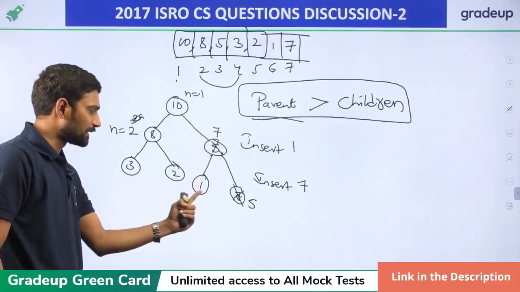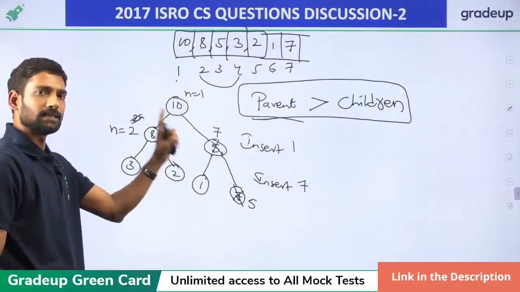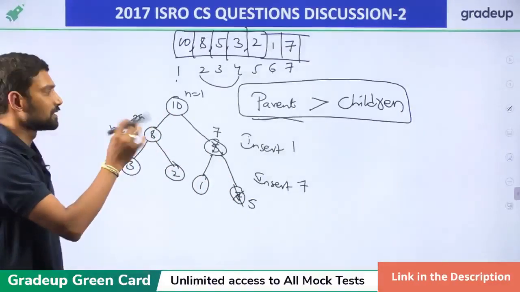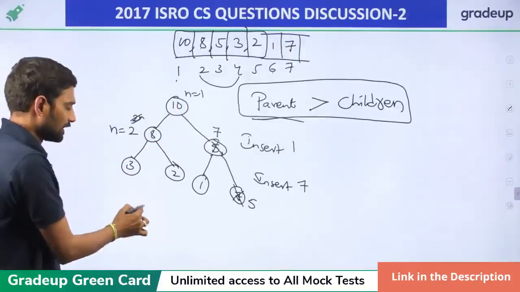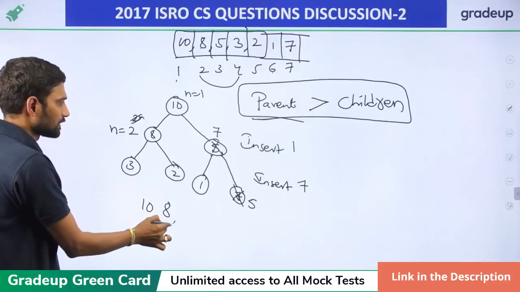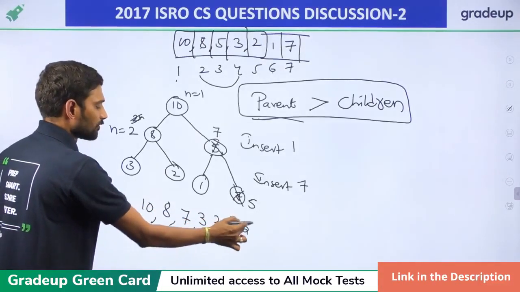Now is 7 bigger than 1 and 5? Yes. Is 7 smaller than 10? Yes. So this is what happens. Now what would be the level order traversal? Level by level: 10, 8, 7, 3, 2, 1, 5.